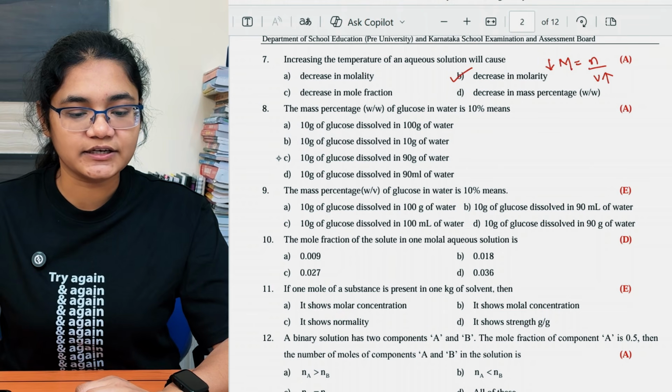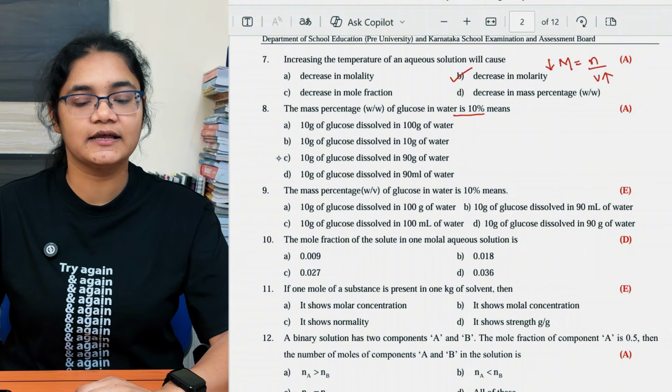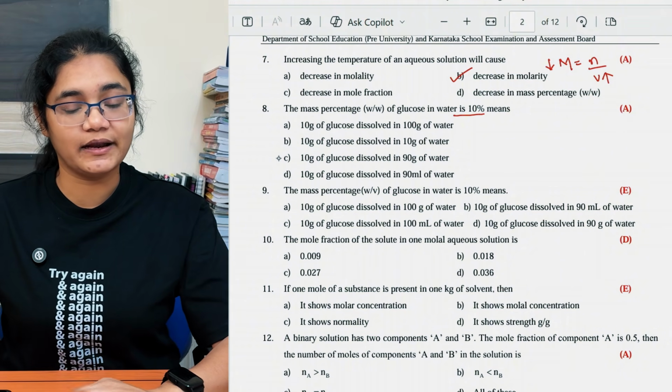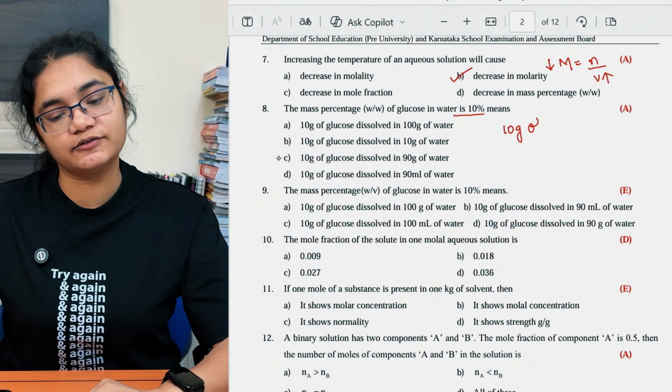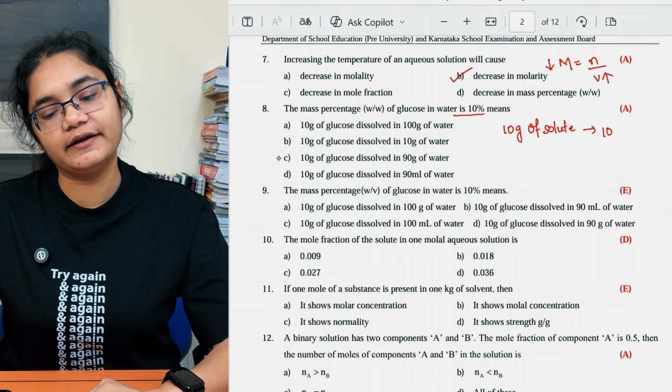Next, the mass percentage of W by W of glucose in water is 10%, which means. Now see, when I say 10% W by W, that means 10 gram of solute is present in 100 gram of solution.